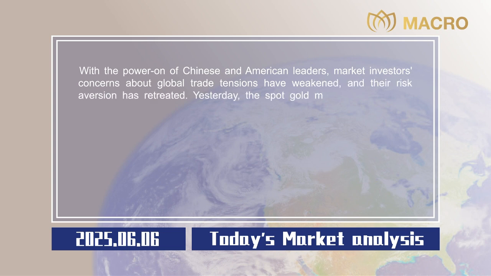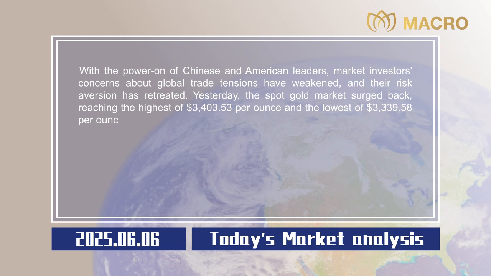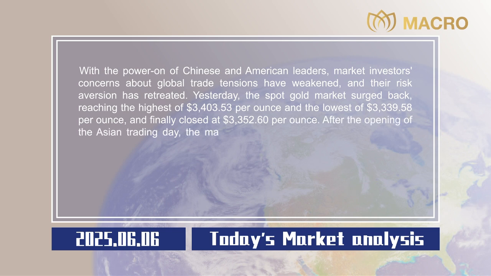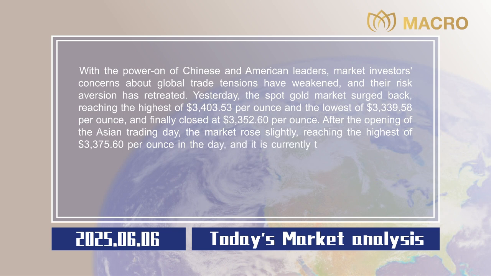Yesterday, the spot gold market surged back, reaching the highest of $3,403.53 per ounce and the lowest of $3,339.58 per ounce, and finally closed at $3,352.60 per ounce. After the opening of the Asian trading day, the market rose slightly, reaching the highest of $3,375.60 per ounce in the day, and it is currently trading.